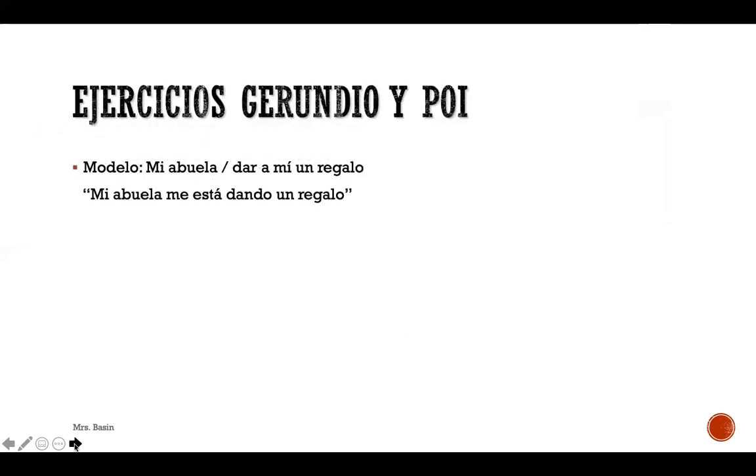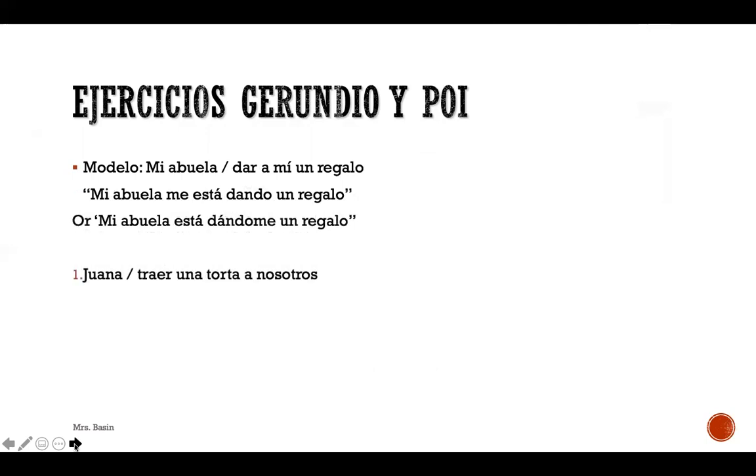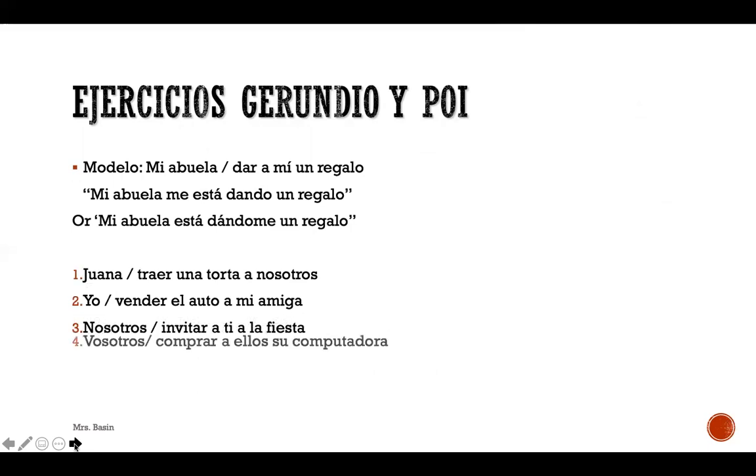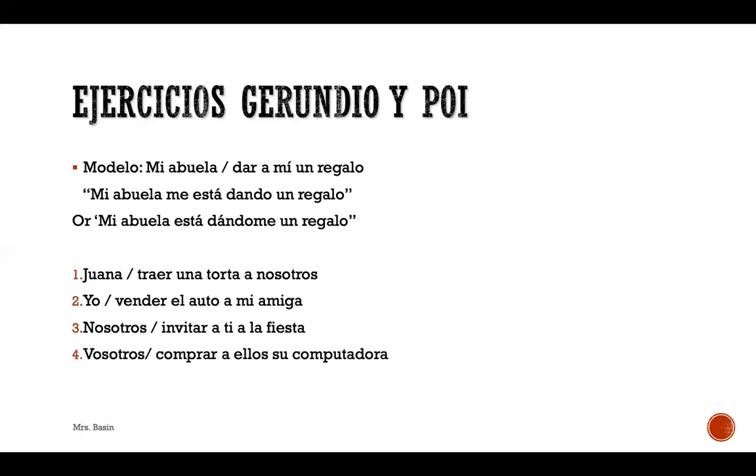Now we're gonna practice with gerundio, right? So you have, the first one is done for you, well, un modelo, no? And then you have to do these four, okay? Using the gerundio, see? So attaching the POI in the ando or yendo, okay?